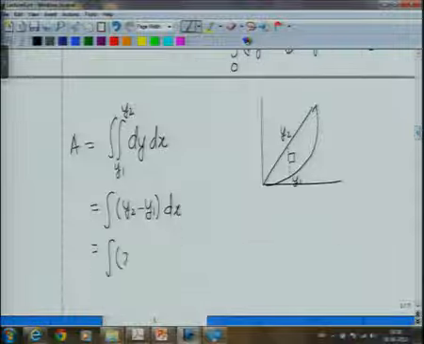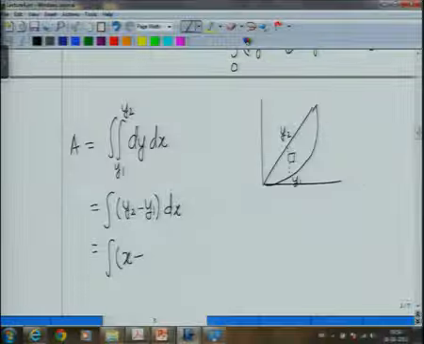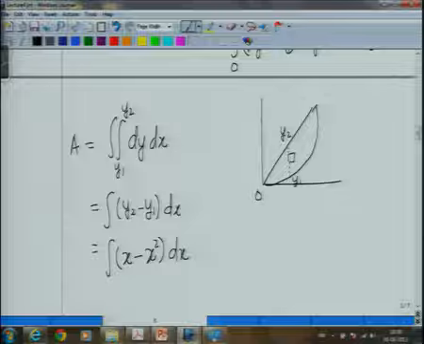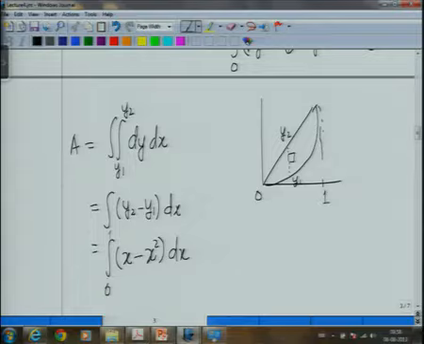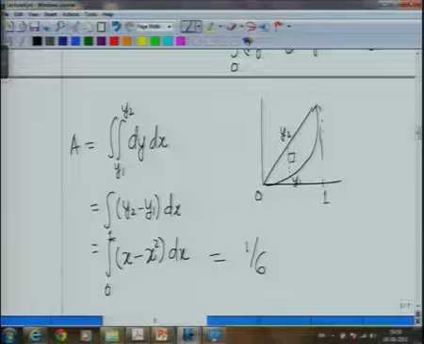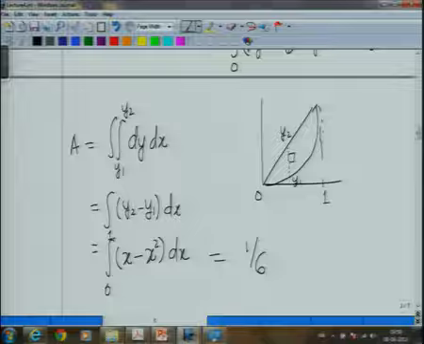y2 is x, what is y1? x square dx, and x goes from 0 to 1. So, this will again, when I calculate this, you work out, obviously it will have to turn out to be the same. So, this is how we calculate the area. Now, we have taken it as a small area dA.